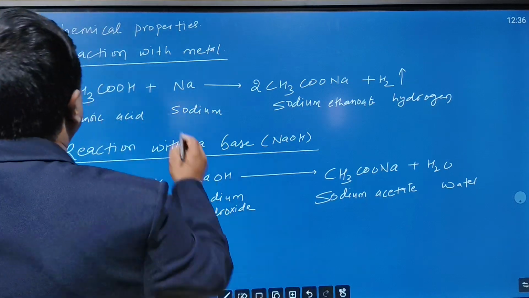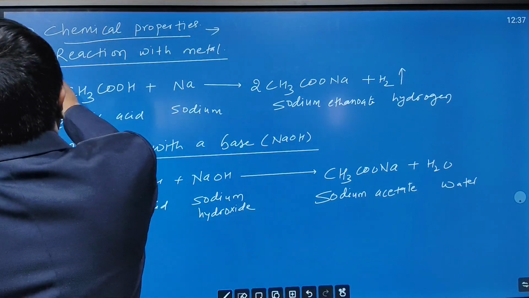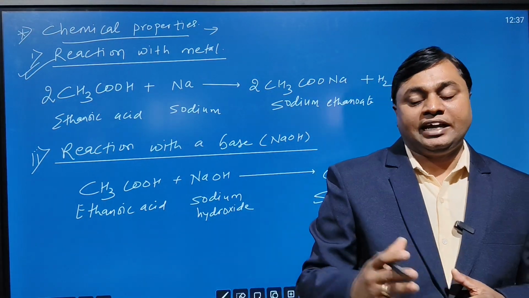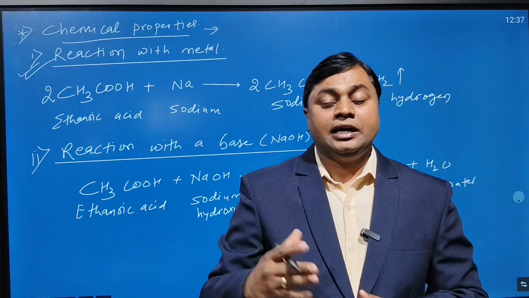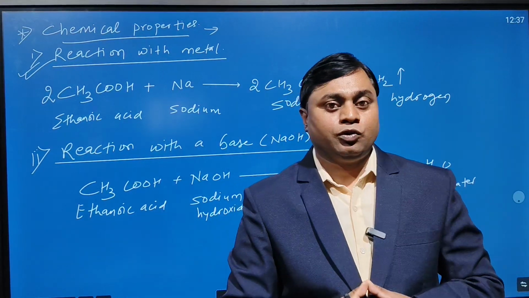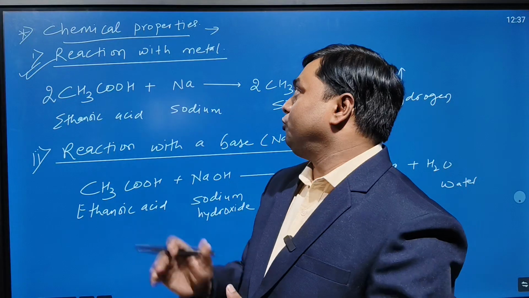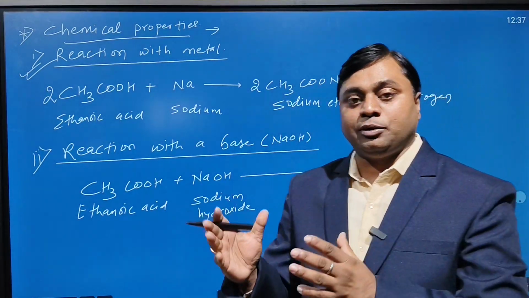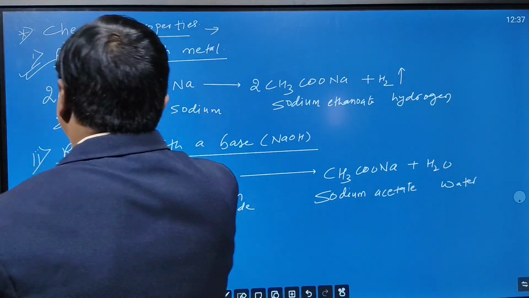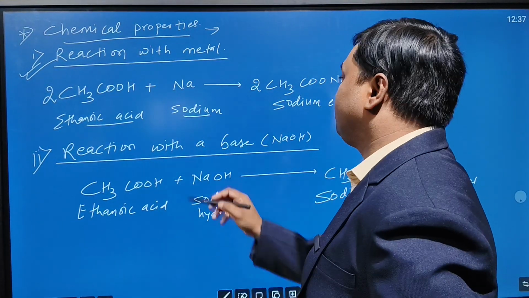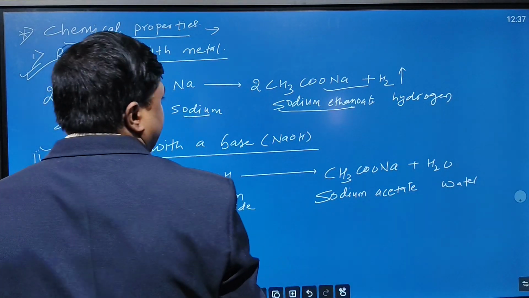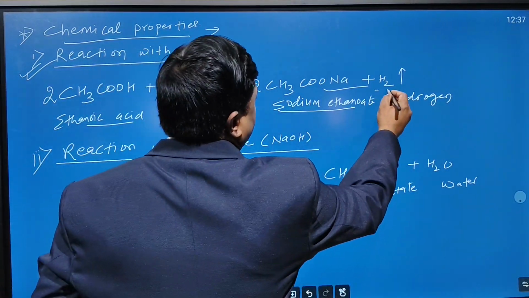Okay, let's discuss the chemical properties. As it is an acid, it will show almost all the properties of acids: it will react with a metal, it may react with a base, it may react with metal carbonates. We will discuss one by one. First one, reaction with metal. As we know, whenever acid reacts with metal, it gives you salt plus hydrogen. Similarly here, ethanoic acid CH3COOH reacts with sodium, it gives you what? CH3COONa, that is sodium ethanoate or acetate, plus hydrogen gas.